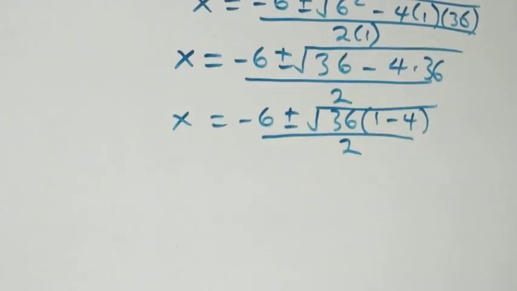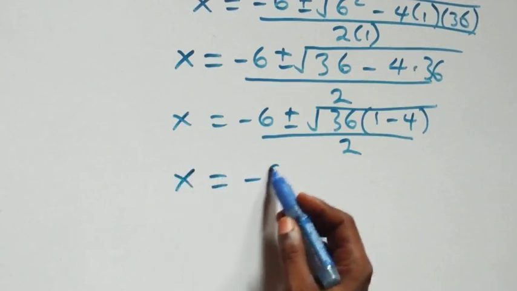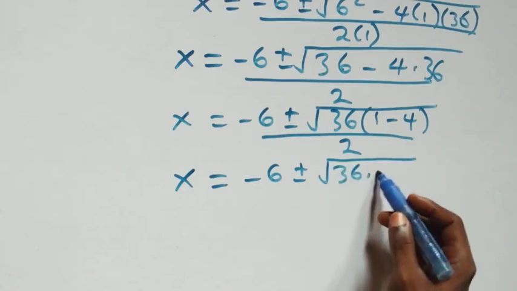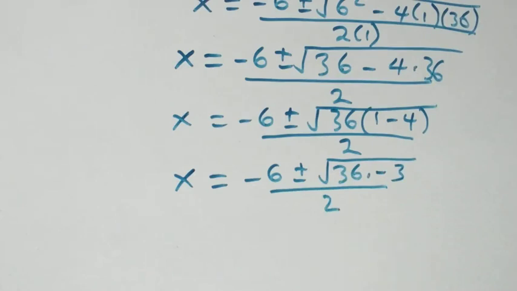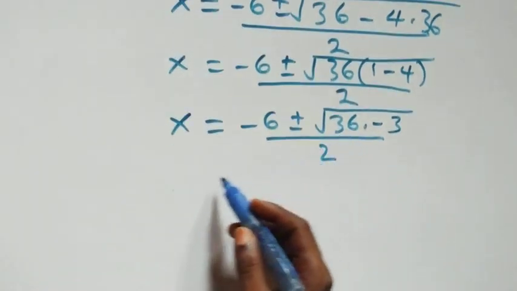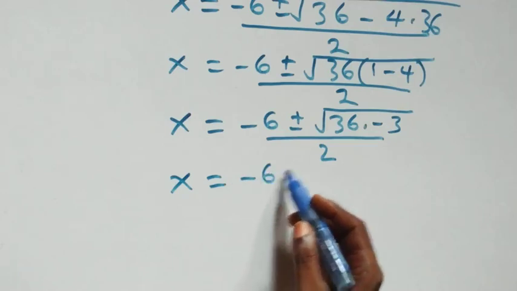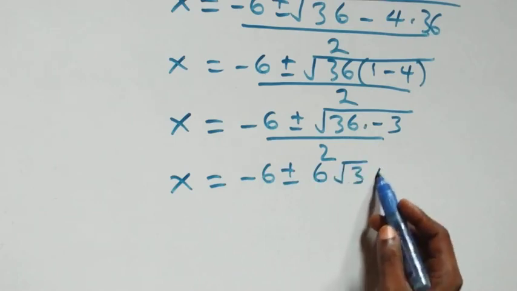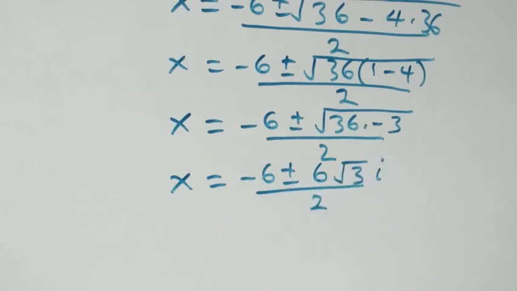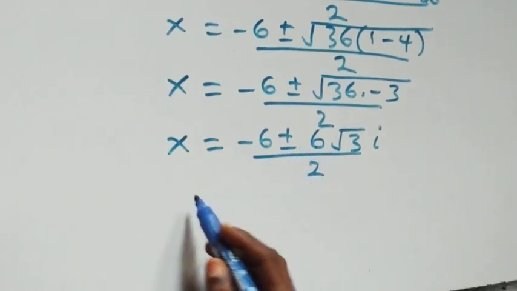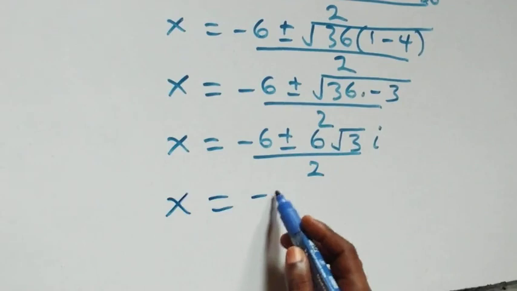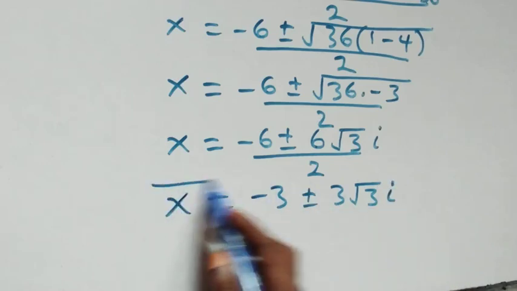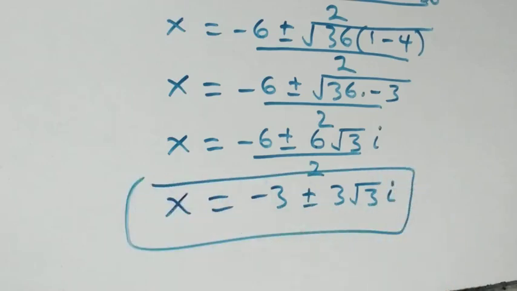Then this is the same thing as x equals minus 6 plus or minus root of 36 times 1 minus 4, that's minus 3, over 2. And we can separate this into two roots. That is, x equals minus 6 plus or minus root 36, that's 6, then root minus 3, that's root 3 i, over 2. And 2 can go into minus 6 and 6. So we have x equals minus 3 plus or minus 3 root 3 i. So here we have two complex solutions as well.